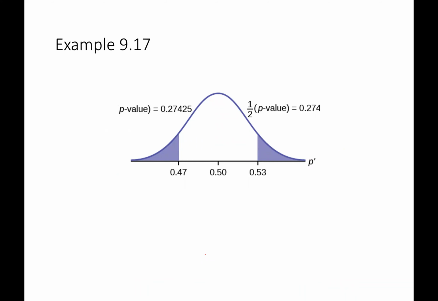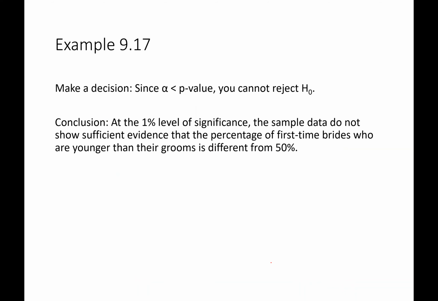So my p-value, and this is a slide that has an error in it. Let me fix that. The p-value that we found using the 1 proportion z-test was 0.54. Half of that is in each tail. So half of the p-value is 0.274. Since alpha is less than the p-value, or the p-value is greater than alpha, we cannot reject the null hypothesis.